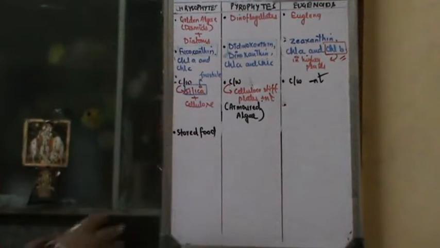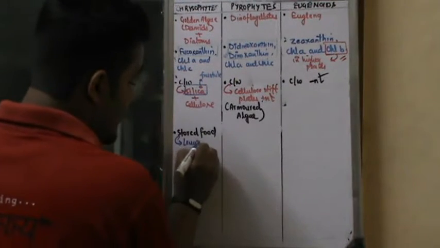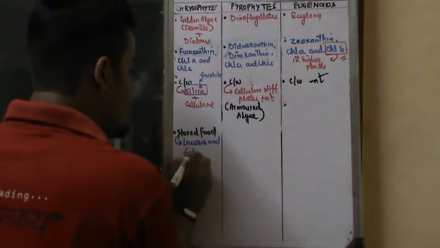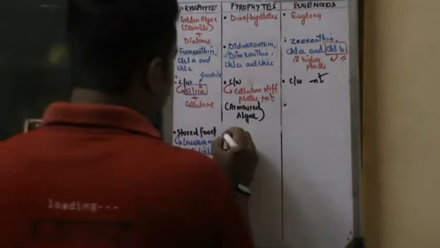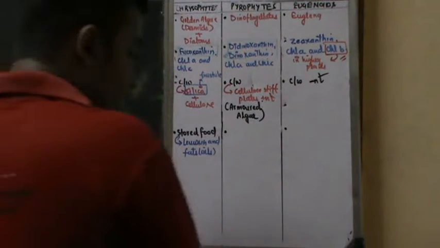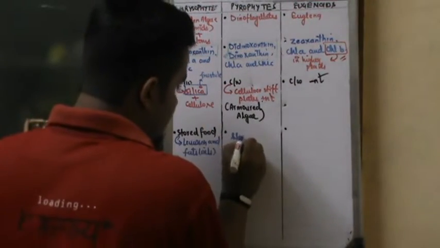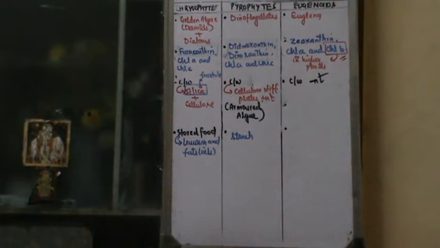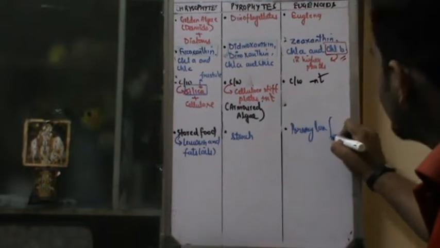The stored food is going to be leucosin and fats, very important, fats or oils. The stored food is going to be leucosin, fats or oil. The stored food right over here is going to be starch. The stored food is going to be starch. The stored food of this one is called paramylon fat.